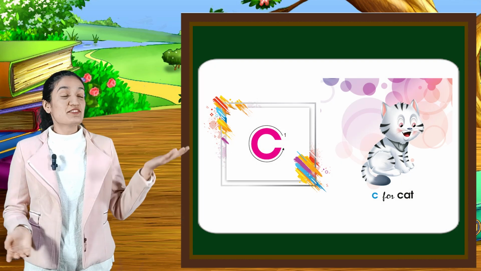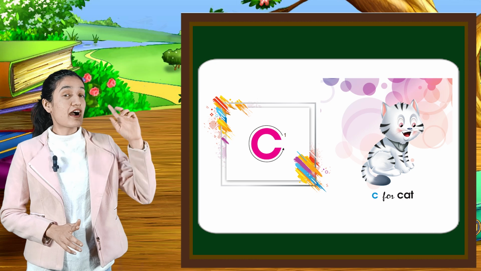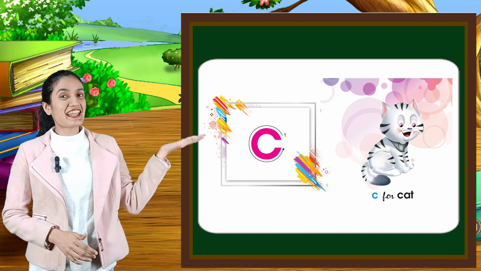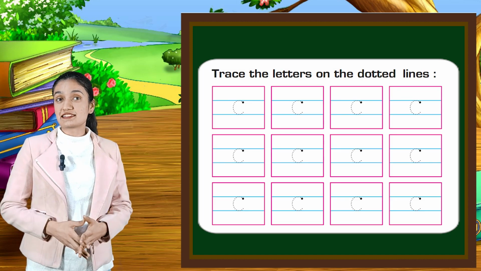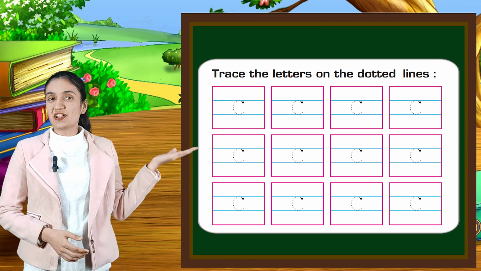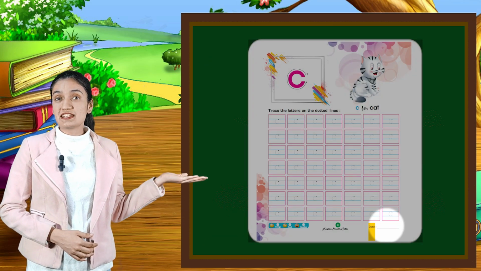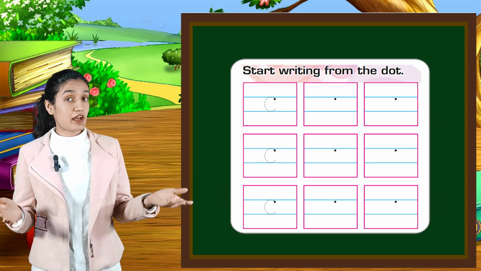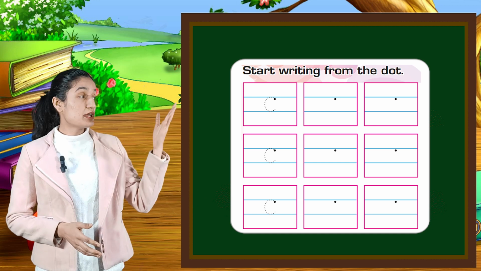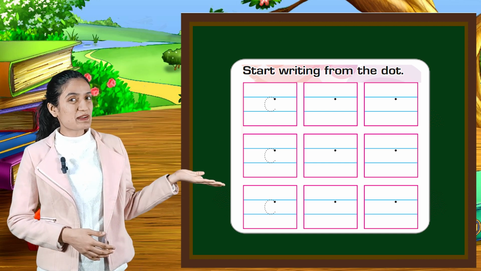Now kids, we will learn how to make a C. You have to draw half circle and this is your C. C for cat, and trace the letters on the dotted line. So kids, यहाँ पे हम dots को join करेंगे और बनाएंगे C. And in the end of the page, write here the date. Now students, start writing from the dot. So kids, हमें dot से start करते हुए half circle बना के C बनाना है.